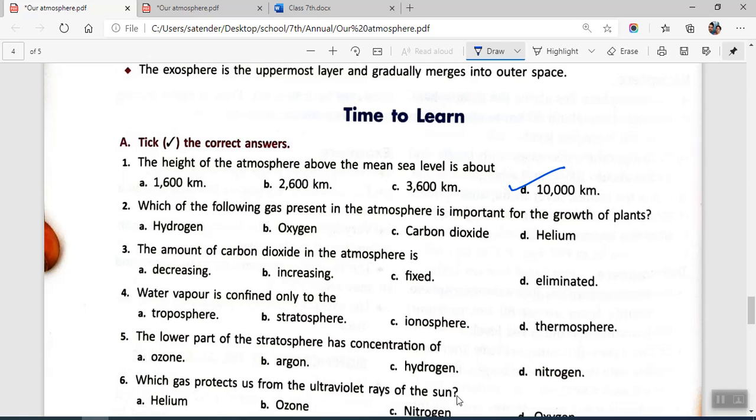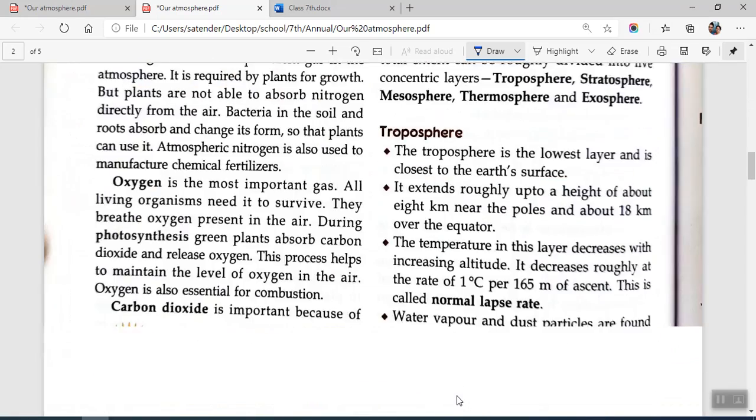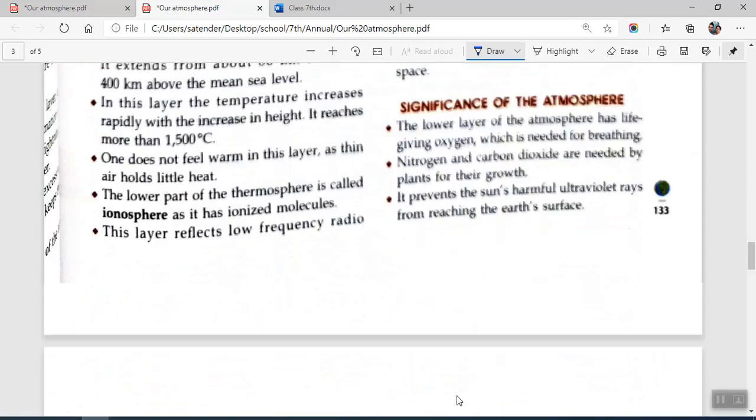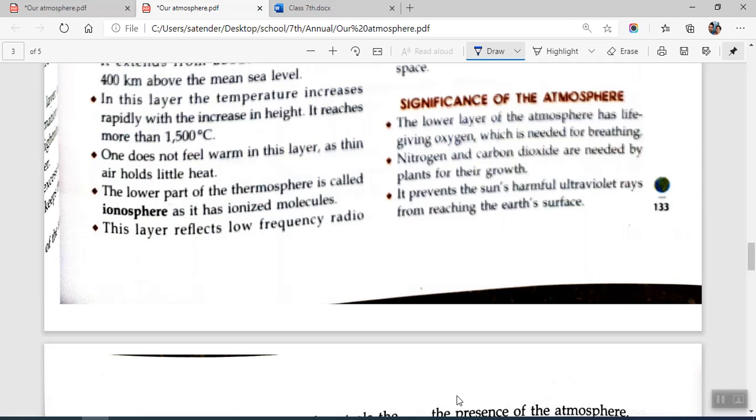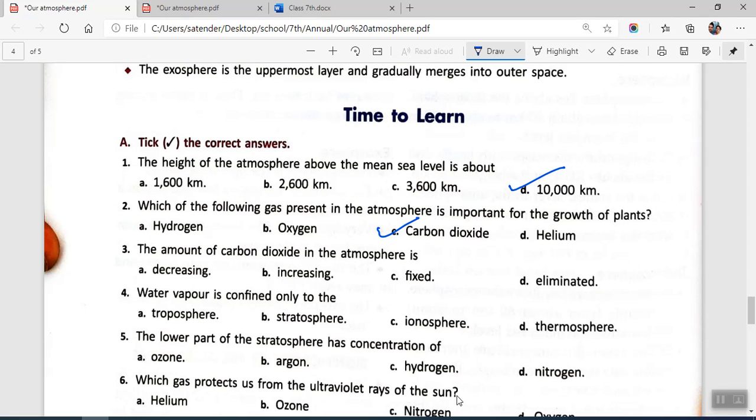Which of the following gas present in the atmosphere is important for the growth of plants? Now you might be thinking that this is written in the paragraph related to nitrogen, but carbon dioxide is also important for the growth of the plants. This thing is given to us in the chapter right here. Significance of atmosphere: nitrogen and carbon dioxide are needed for plants for their growth. Since nitrogen is not given in the options, we will be taking up carbon dioxide. Okay, now the next question says the amount of carbon dioxide in the atmosphere is increasing.